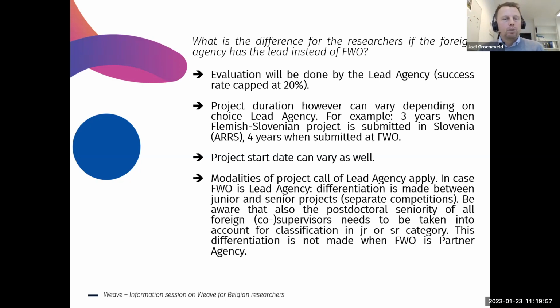So in case FWO is the lead agency, there's a differentiation made between junior and senior projects. So these are separate competitions. And please be aware that also the postdoctoral seniority of all foreign co-supervisors needs to be taken into account for the classification in the junior or senior category. This means if a junior researcher submits on the FWO side and you would like to work with an FNRS researcher, the FNRS researcher also needs to be a junior researcher. So this differentiation is not made when FWO is a partner agency, because these categories do not always exist in other calls.